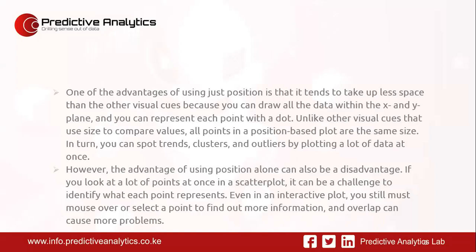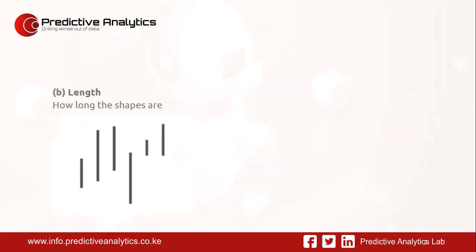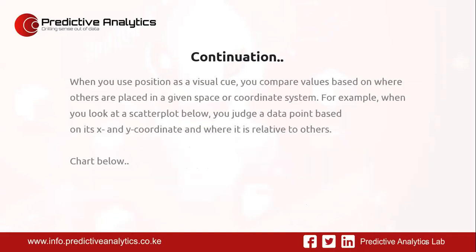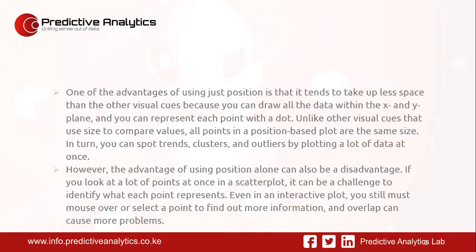However, the advantage of using position alone can also be a disadvantage. If you look at a lot of points at once in a scatter plot, it can be a challenge to identify what each point represents. Even in an interactive plot, you still must use a mouse over or select a point to find out more information, and overlap can cause more problems. So that was encoding by position. An example we looked at is a scatter plot.